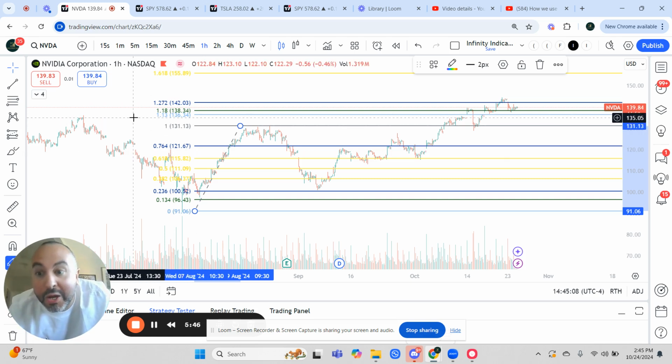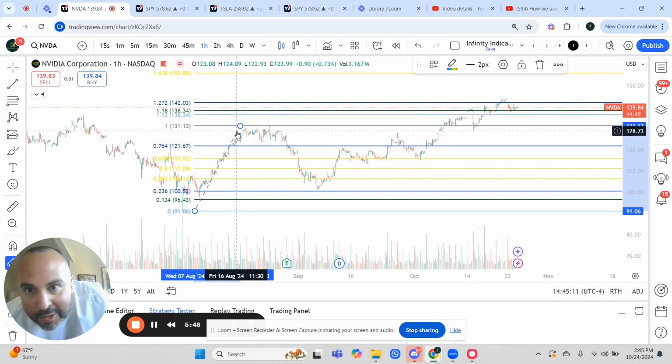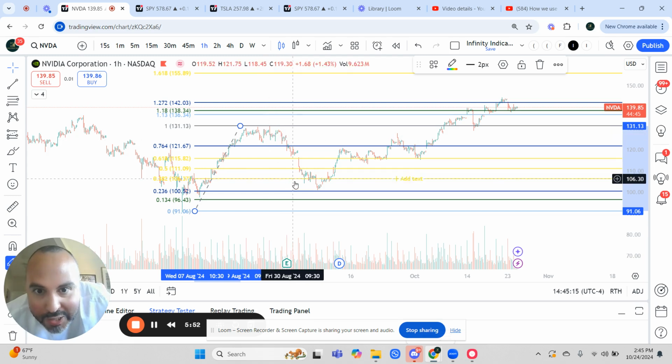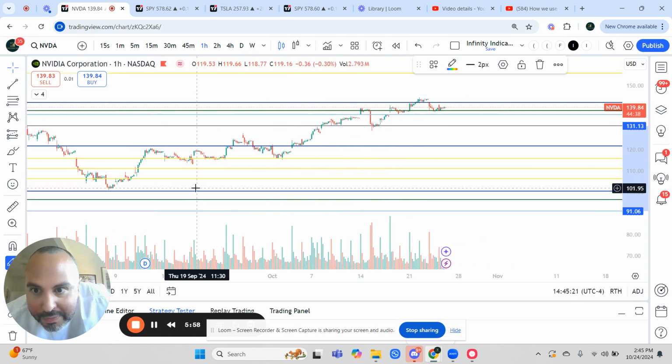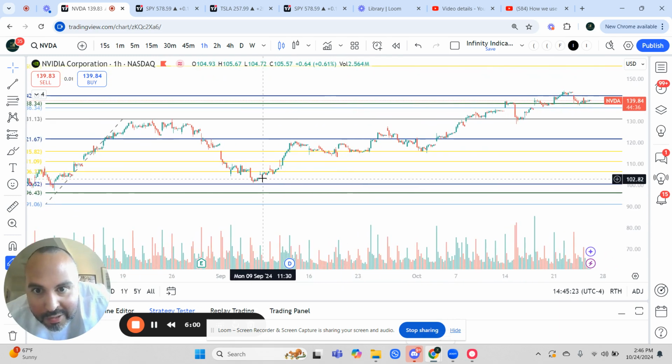So I'm just showing you the way I was taught. So it came all the way down. Look what happened. It retraced all the way down to this 23.236 level, right? And then what happens? Okay, so it hit this blue line. Essentially, it hit the blue line, right?